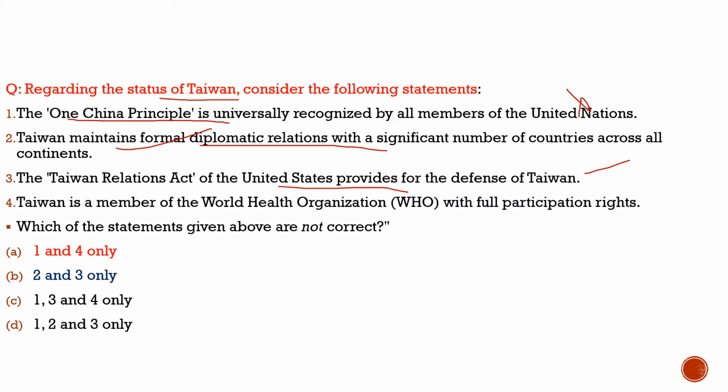Fourth statement: Taiwan is a member of the World Health Organization with full participation rights. Totally incorrect. As the question asks which of the given statements are not correct, the incorrect statements are statement 1 and statement 4 only, and from the code below, the correct code would be option A. With this, let's move to the next slide and see what question we had brought there.